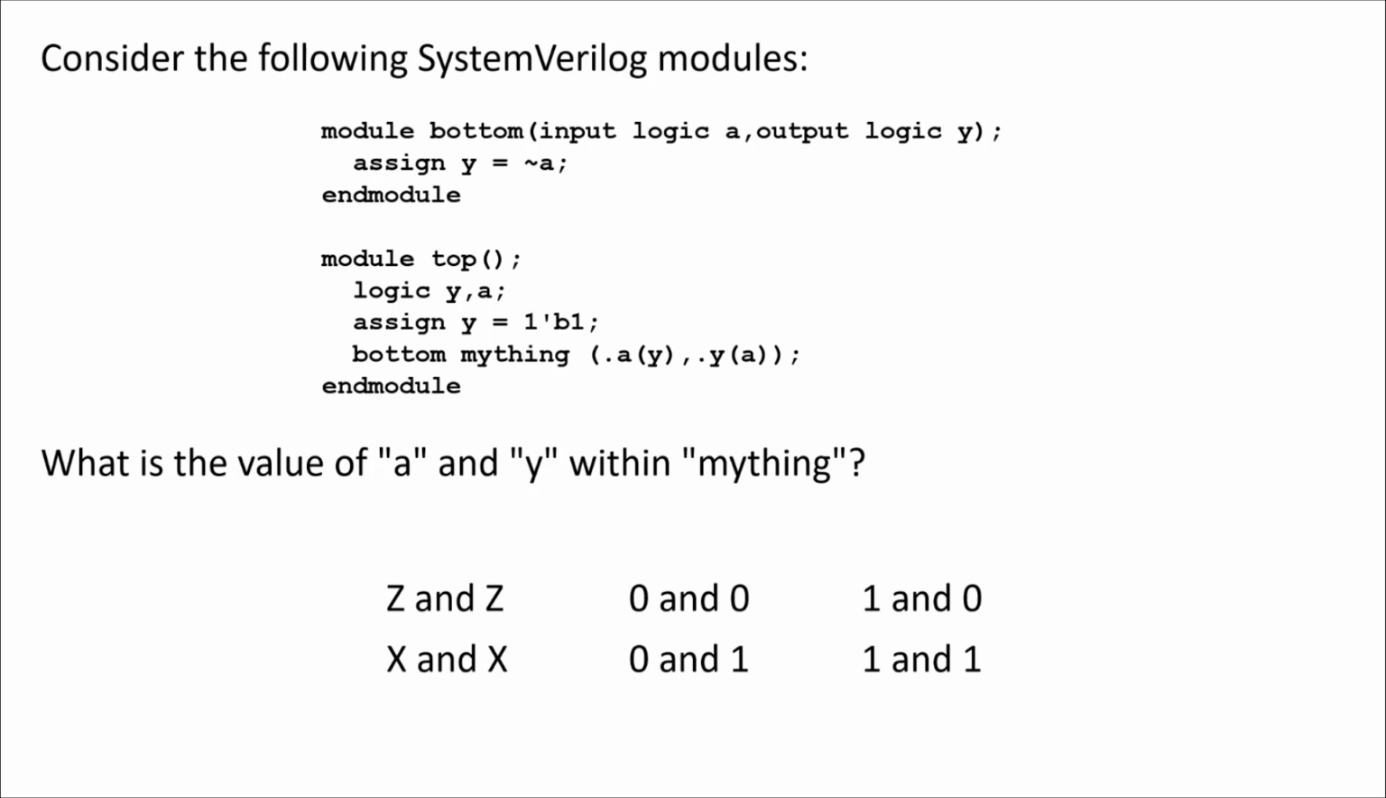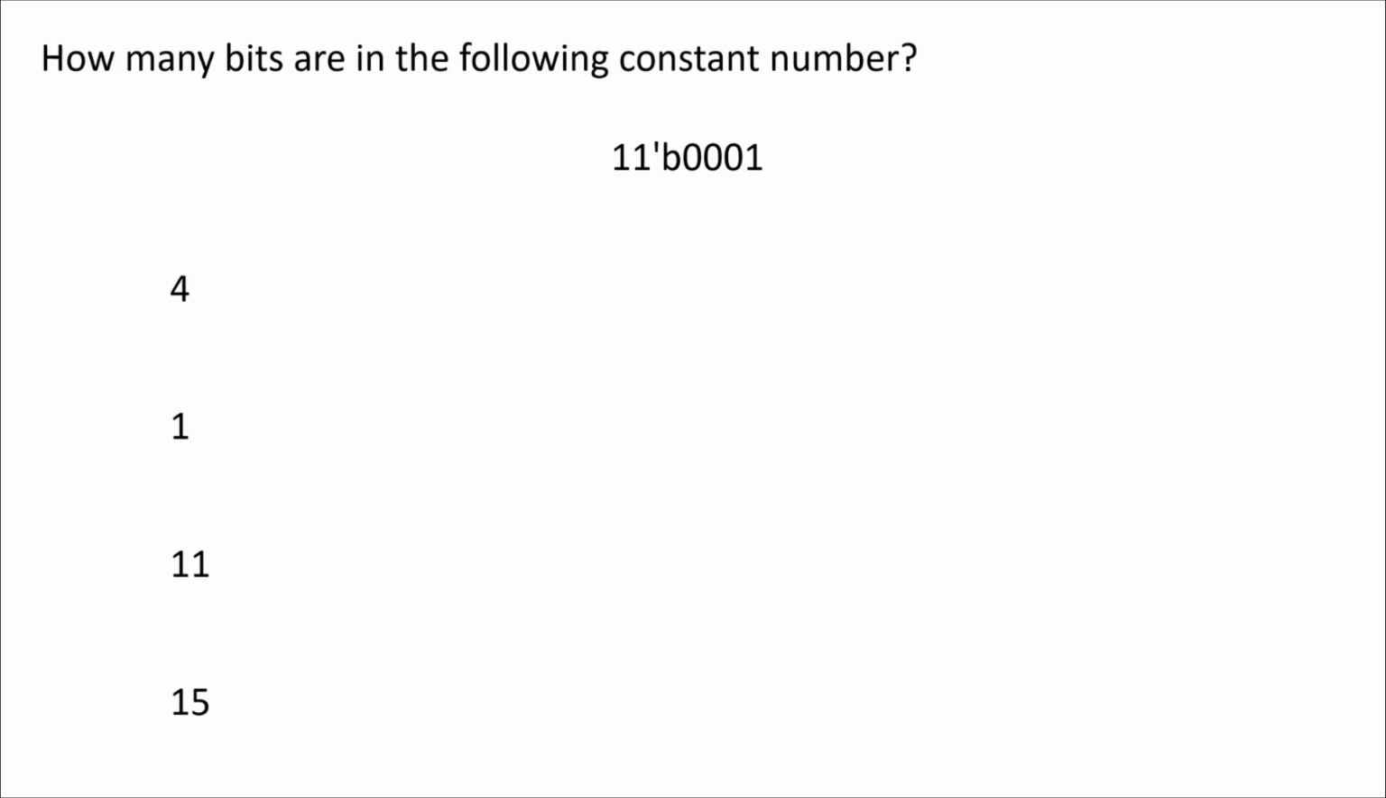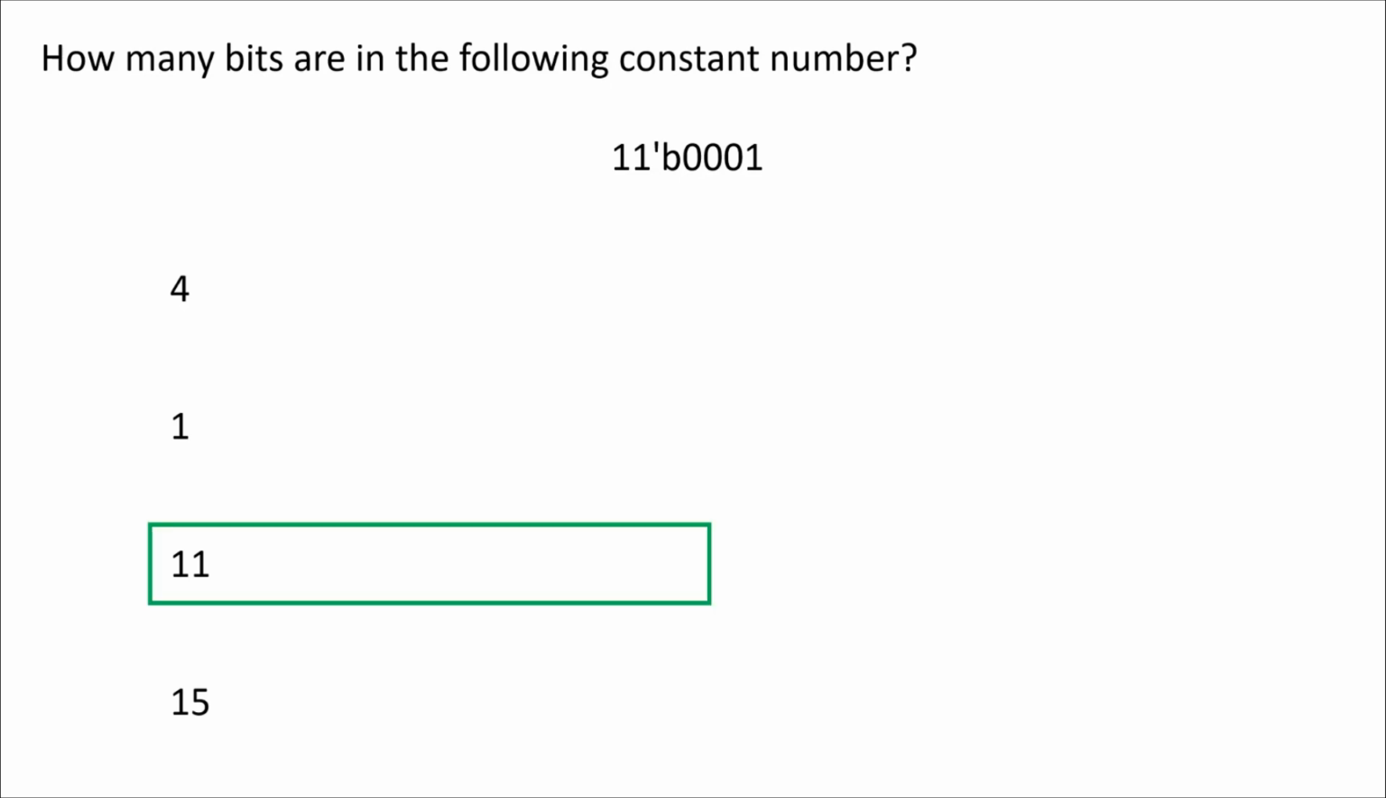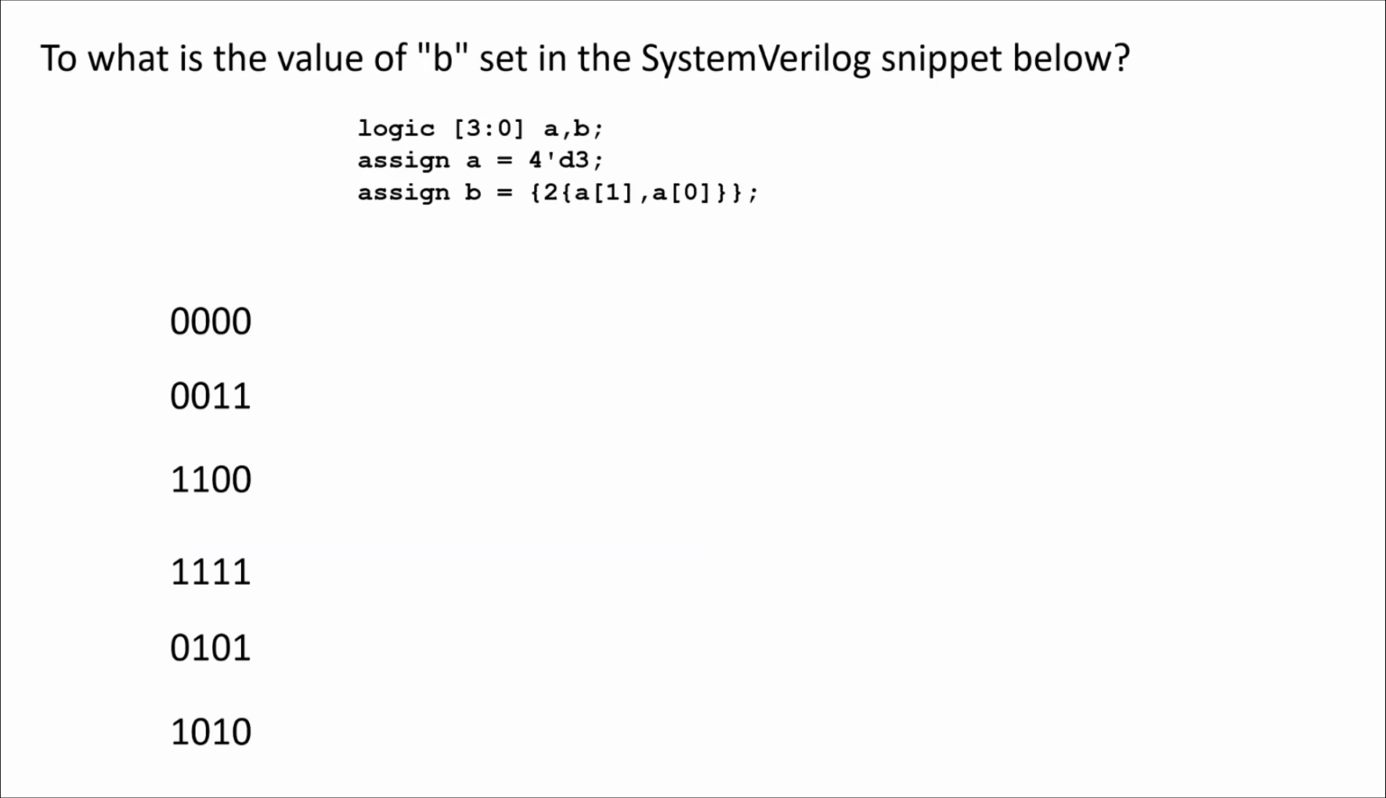So a, y. A is 1, y is 0. 1 and 0, right? That should be 1 and 0. Yes, 1 and 0. How many bits are in the following constant number? 11. Just, it says 11 right there. 11 apostrophe b. To what is the value of b set in the SystemVerilog snippet below?